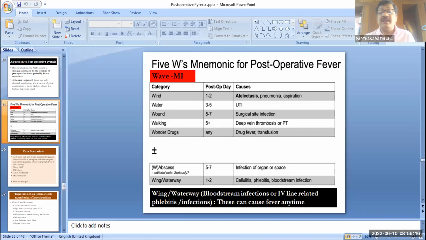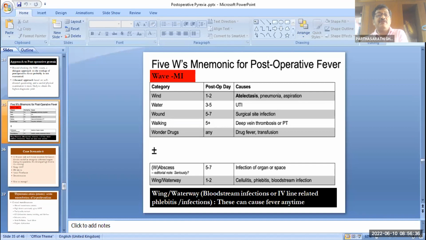And when you don't find any cause, never forget about the wonder drugs, about which I will show you one slide. And on the first day, a mild fever with chest pain may even happen. It's not always atelectasis. Never forget the patient might have something bad in the heart also.